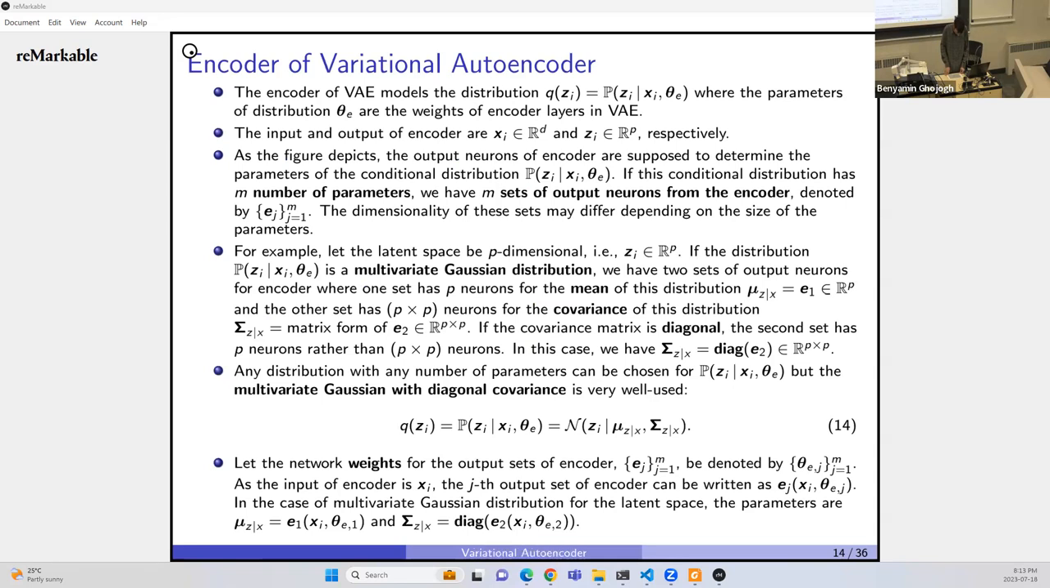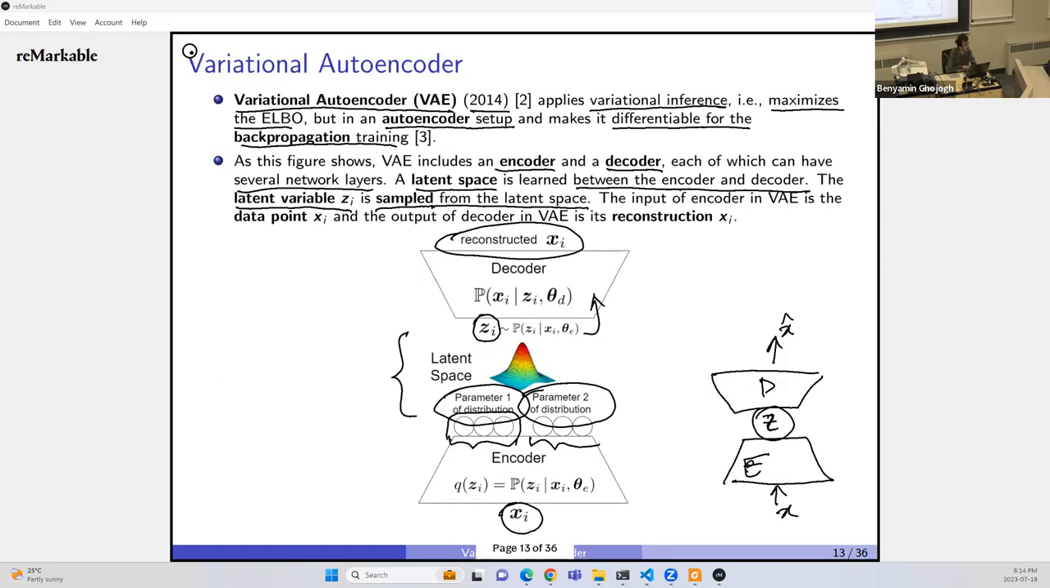So what does the encoder do? It models the distribution Q of Zi, the probability of Zi given Xi and theta. Why am I saying that? Because you feed Xi to it, you get the parameters of the distribution of Zi. That's why it models the probability of Zi given Xi, right? The decoder, on the other hand, models the probability of Xi given Zi, because you feed Zi to it, it gives you Xi, right?